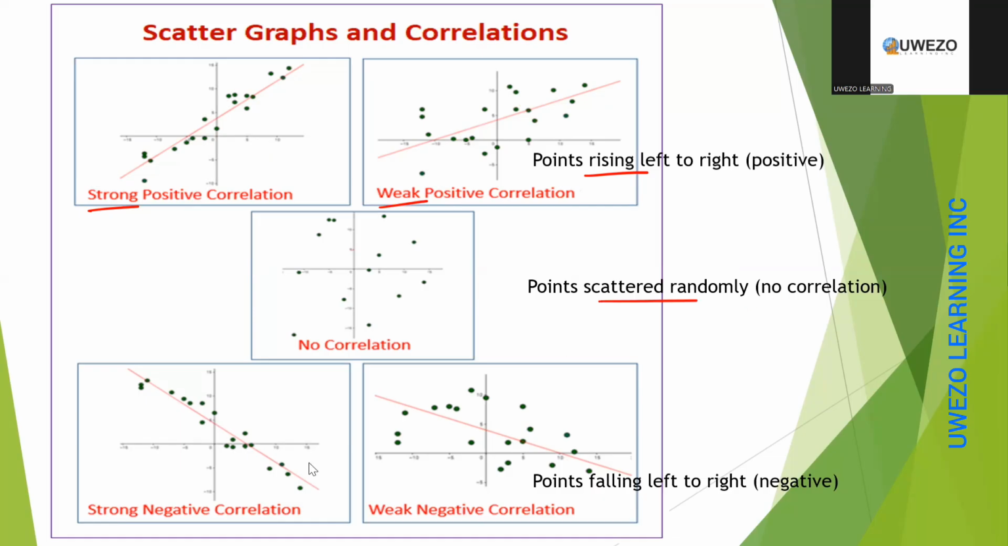And similarly, if the line is going down, falling from left to right, then we have a strong negative correlation. And again, if the scattering is a little more, then we have a weak negative correlation.